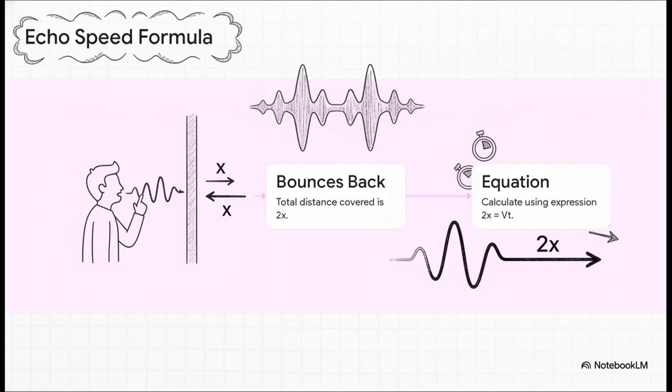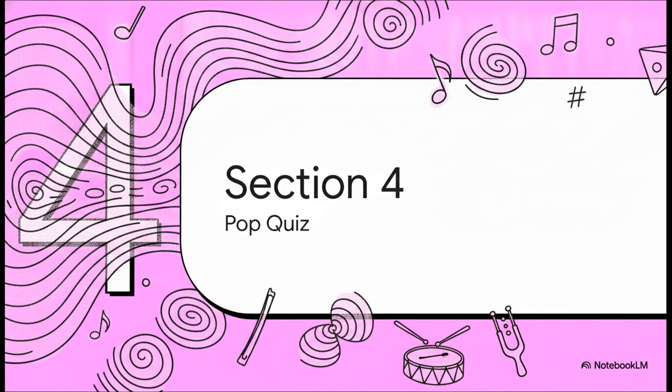So, how do we actually determine the speed of sound using an echo? We just track its journey mathematically. The wave travels a certain distance, let's call it x, to the wall. Then it bounces back, traveling that exact same distance x again. So the total distance is 2x. By plugging that into our standard distance over time equation, we get 2x equals velocity times time. By just clocking how long the echo takes to return, we can easily solve for the speed. It's honestly that simple.